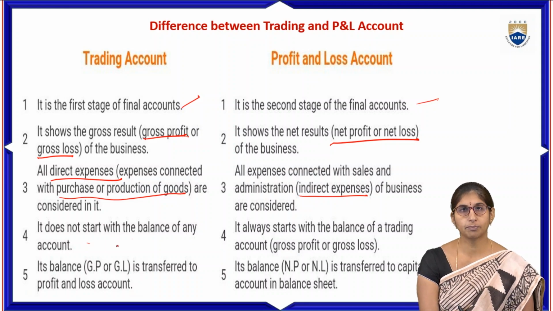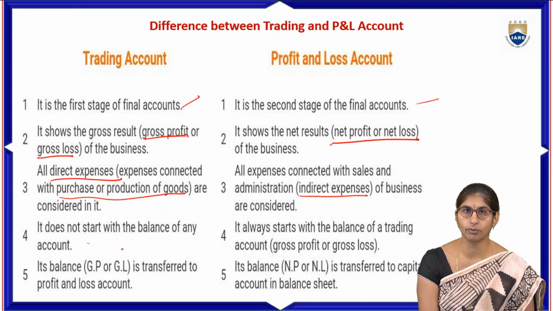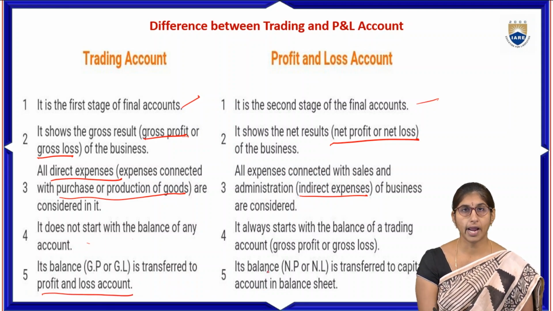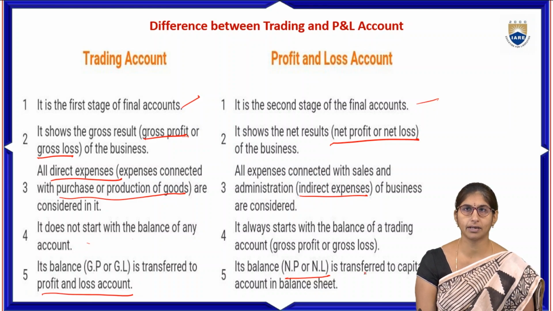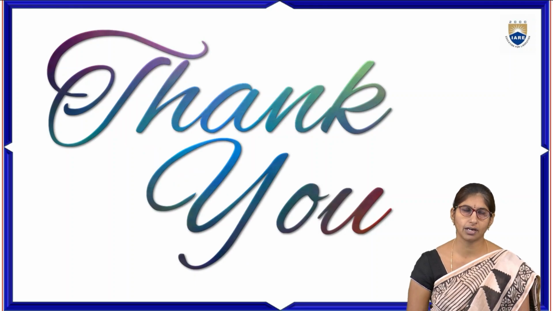To prepare trading account, we require trial balance, but to prepare profit and loss account, we require gross profit or gross loss. So once we get the gross profit or gross loss, that has to be transferred to profit and loss account, and then after we get the net profit or the net loss, we are going to transfer it to the capital in the balance sheet. So these are the major differences of trading and profit and loss account.